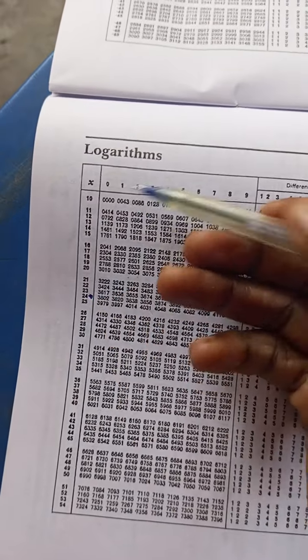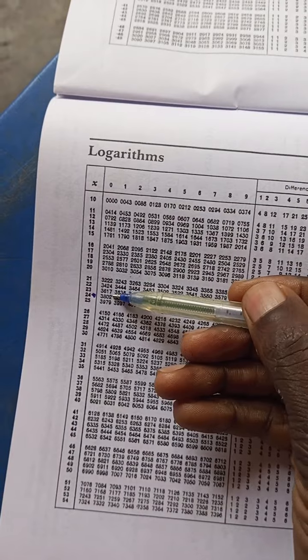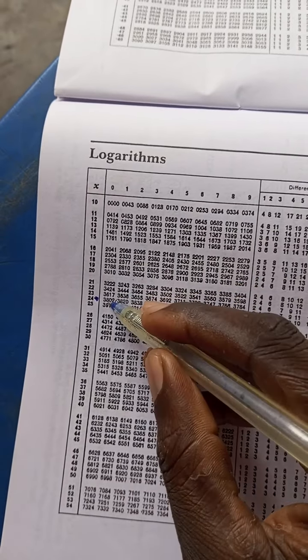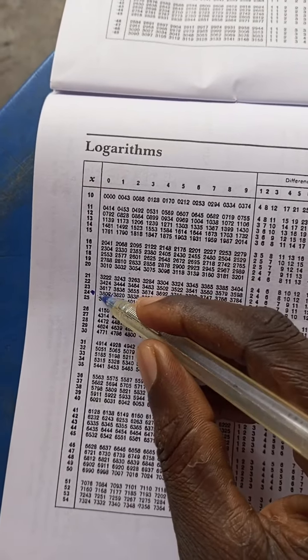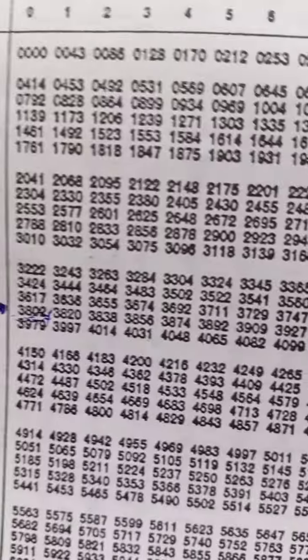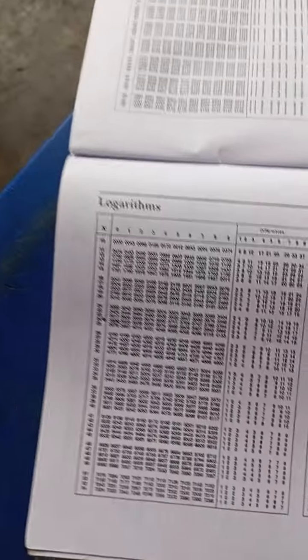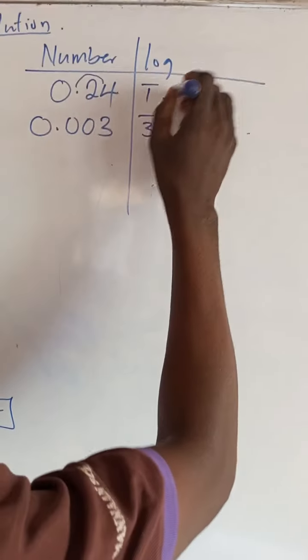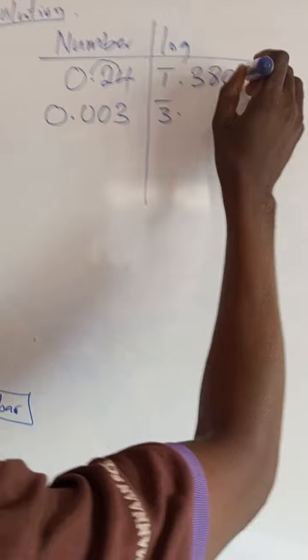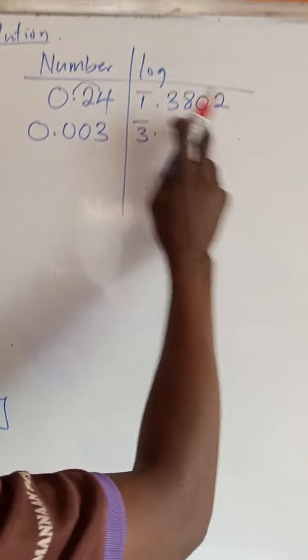But they said under 0, then we'll come here to check. This is under 0. So we are talking about this particular number, and that number is 3802. Usually, it will be 4 numbers.